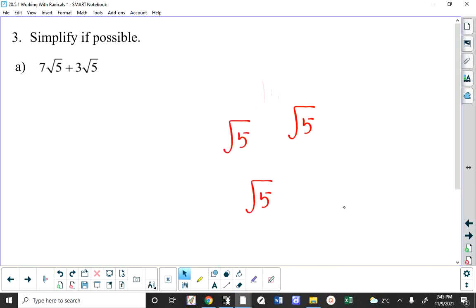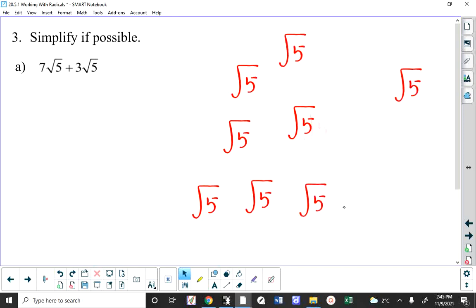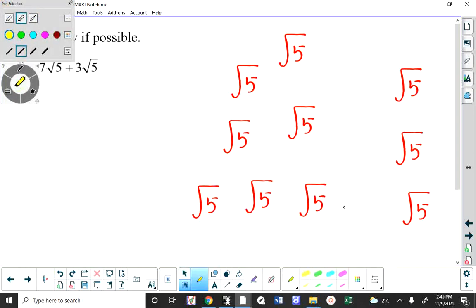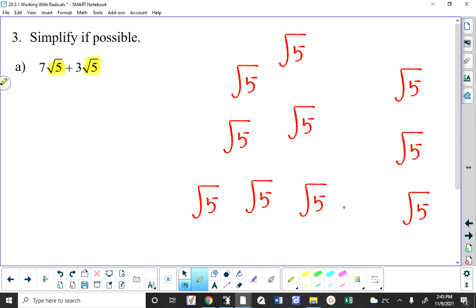We've got 7 of those, and we're going to add 1, 2, 3. That's what 7 times root 5 means. It means 7 of those things. So because these two pieces are the same thing, these two terms are what we call like or similar terms. And I get 10 root 5.